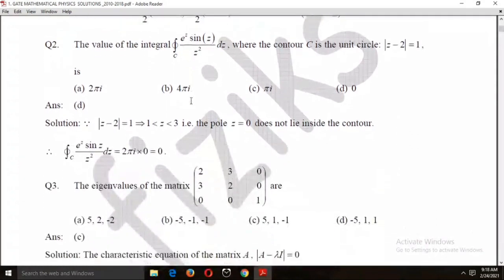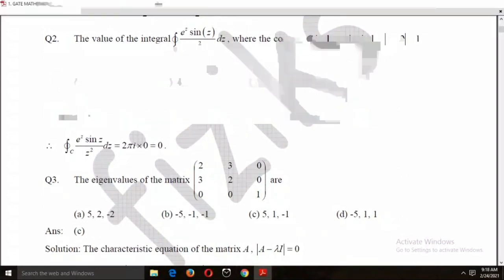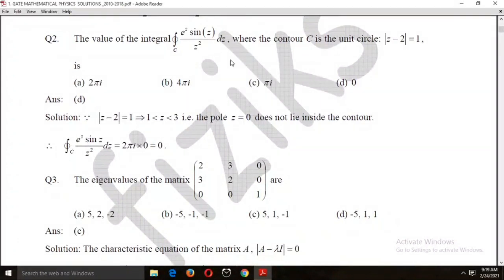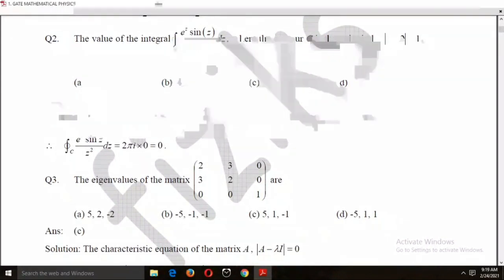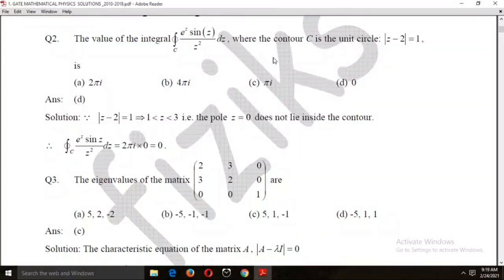Next, the value of the integral of e^z sin z upon z square dz, where the contour C is the circle mod of z minus 2 equal to 1. Options: 2 pi iota, 4 pi iota, pi iota and 0.